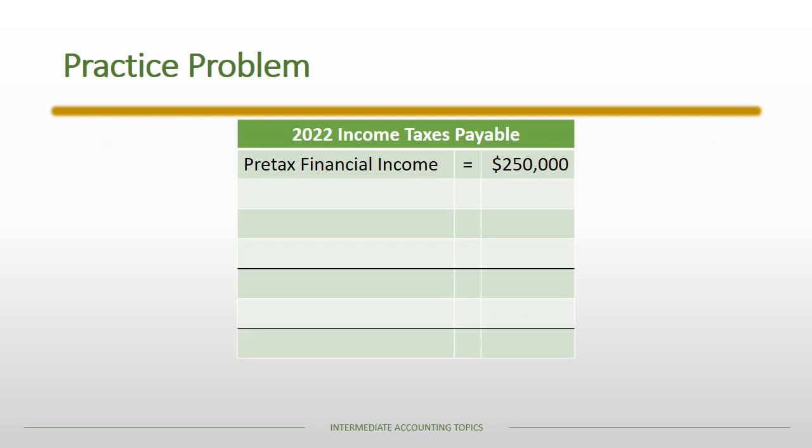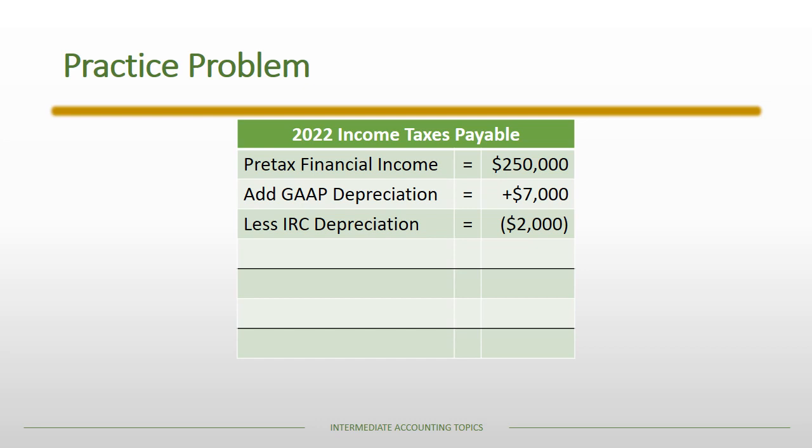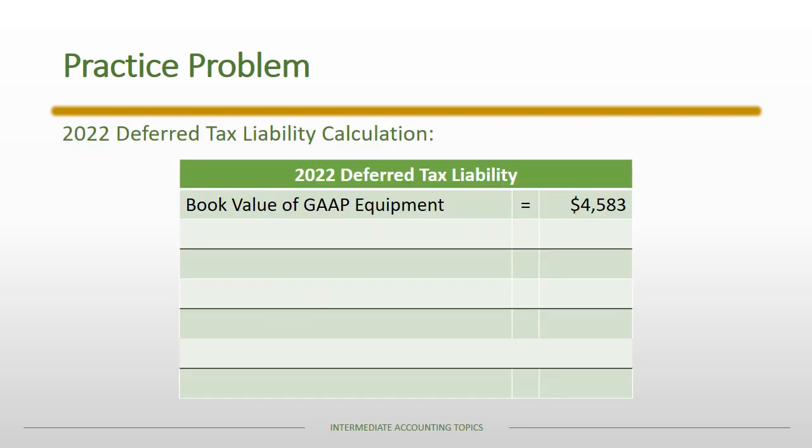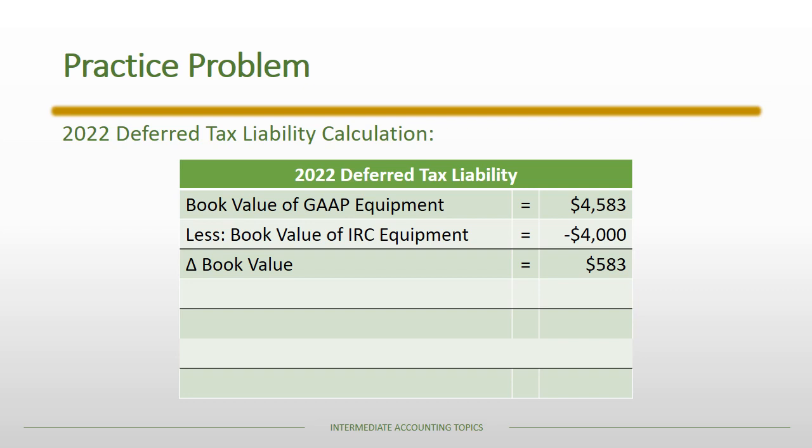We have our pre-tax financial income. We have to adjust for the difference in depreciation, continue to add back the insurance premium, which gives us our taxable income. We apply the tax rate and we get our income taxes payable. Looking at the deferred tax liability, the new book value at the end of 2022 under US GAAP is $4,583. It's fully depreciated under the Internal Revenue Code, so its book value is $4,000, which means we still have a future taxable amount of income of $583.